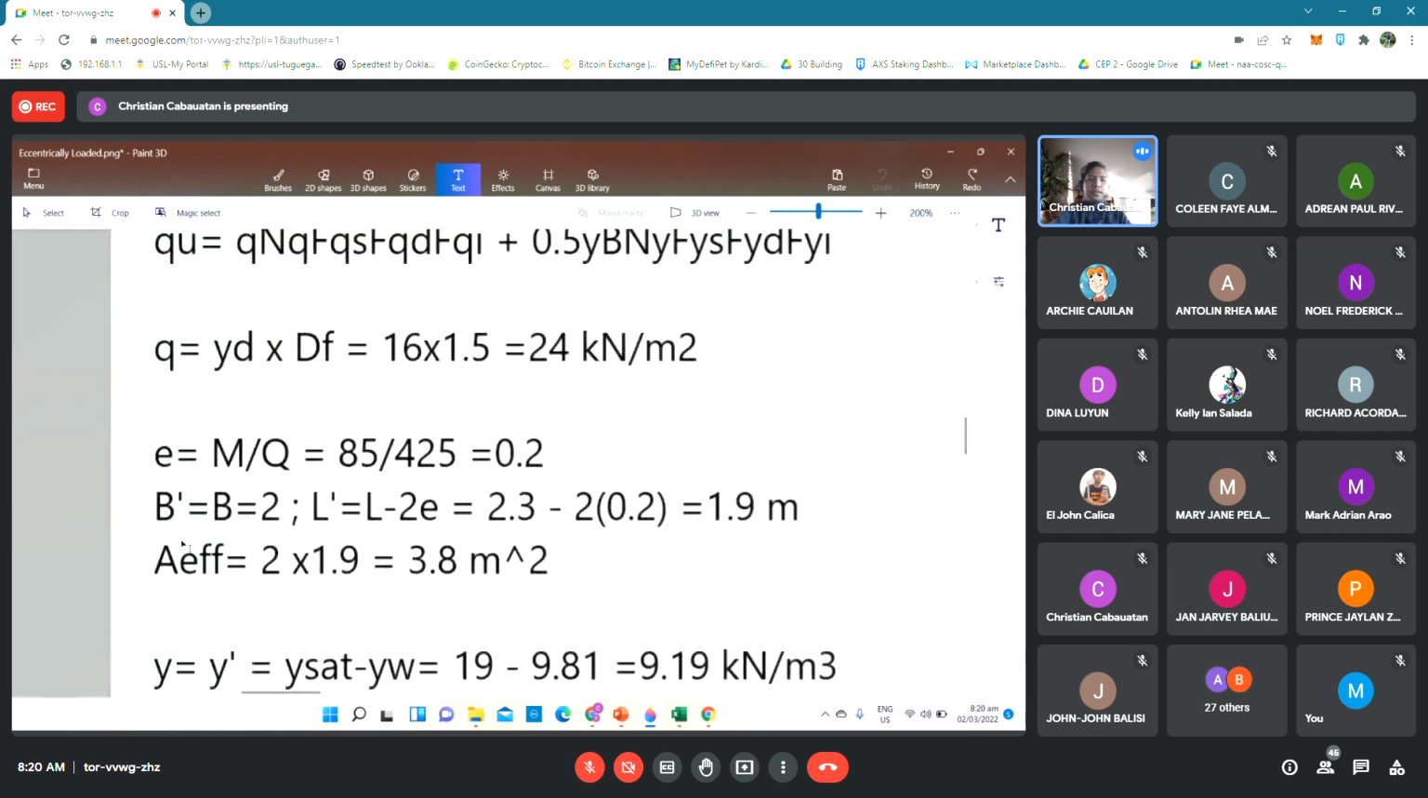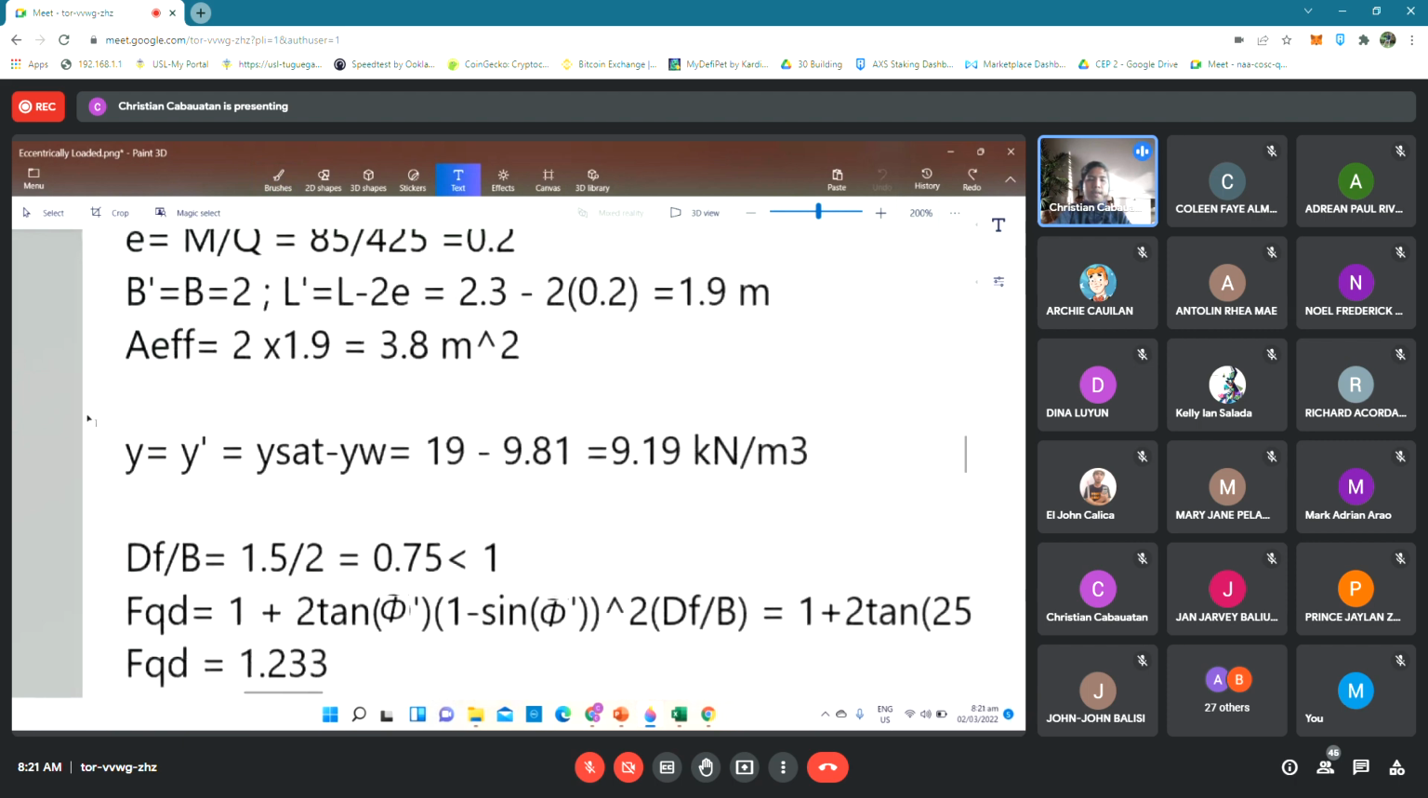Okay. So, yung kanyang eccentricity nga po ay 0.2. Okay, the gamma that we will be using, the unit weight, is equal to the gamma prime, wherein gamma prime is equal to the saturated unit weight of the soil minus the unit weight of the water, which is 9.81. Okay? Therefore, 19 minus 9.81, ang ating gamma prime is 9.19 kilonewton per cubic meter. Okay?